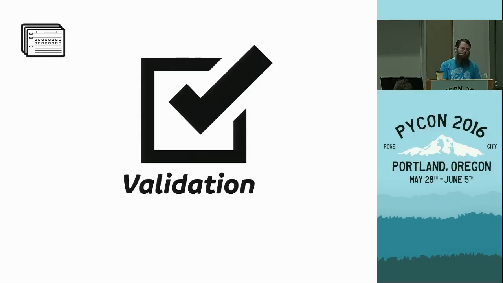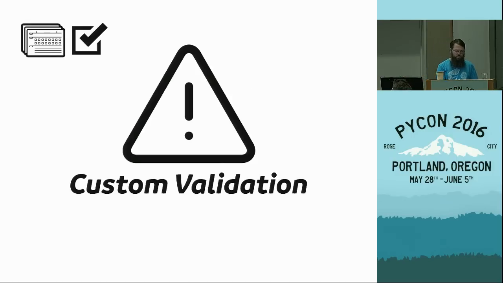URL fields know how to tell if something's a URL. So fields already have built-in validation that covers 99% of your use cases. Sometimes, though, you want to customize your validation. So you have a lot of options here. Let's talk about what those are.